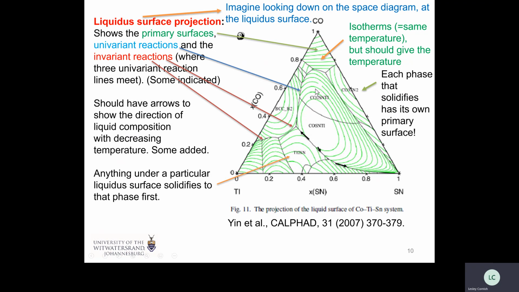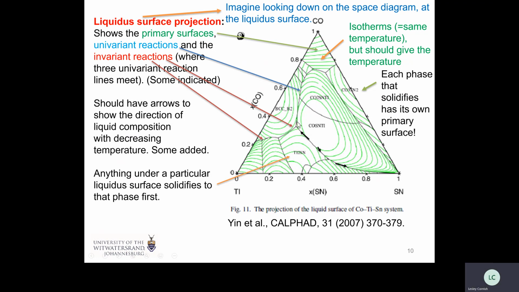So anything sitting within the boundary of this, where the composition is sitting within that region, it's on the Liquidus surface of cobalt-2, tin, titanium, and it will form that phase first. Now, once you get the hang of this, you can actually have a pretty good stab at what's going to form next, but we'll get there. So we've already defined that. We've already spoken about temperature.